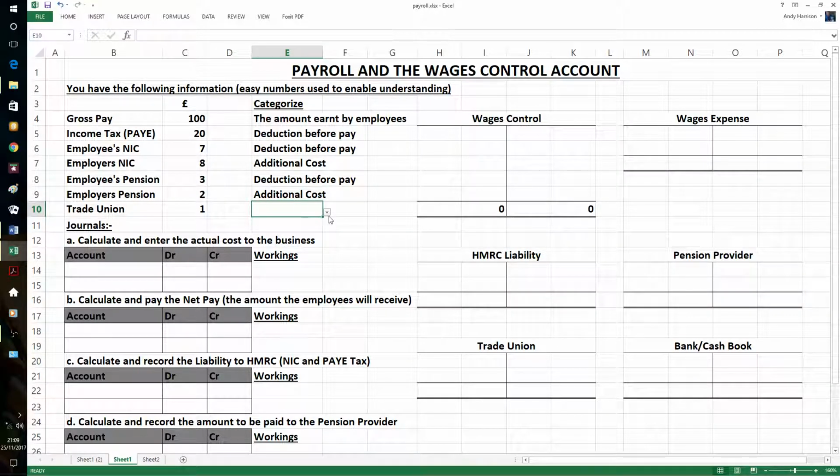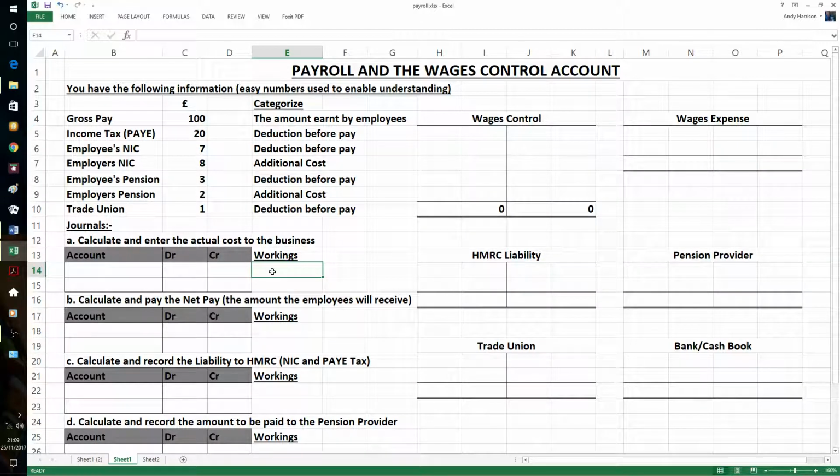Trade union, not very common these days, but it just represents really any other deduction. There are lots of other deductions that can be taken out of people's wages by the employer, and then they sit there and they pay them over to somebody at a later date. So in order, these are the natural order of tasks. You don't necessarily get them in this order in the exam, but the workings out.